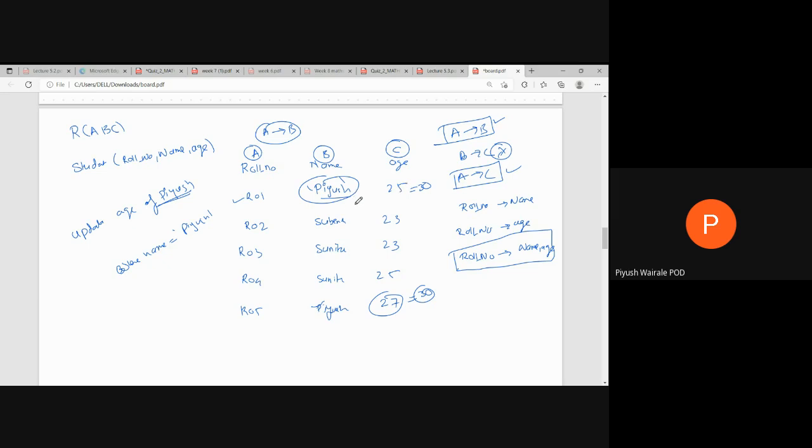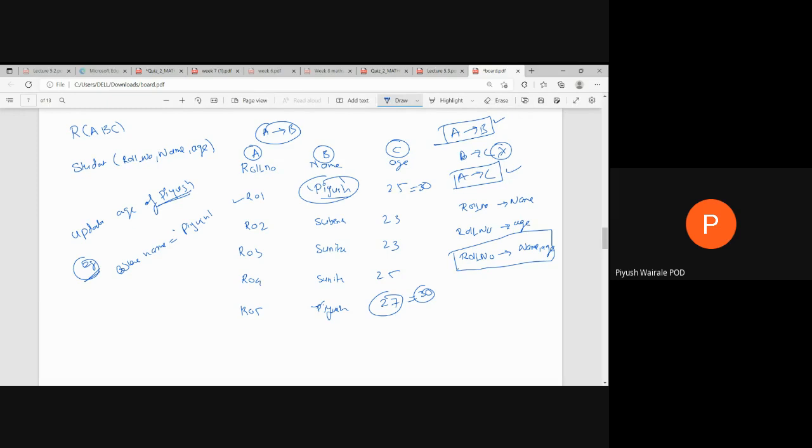To avoid this update anomaly, I'm just taking one example, we are decomposing this table. So now anyone can tell me how to decompose this table. We have three attributes A, B, C, say roll number, name, and age. So I can do it either as AB, BC, or AC.